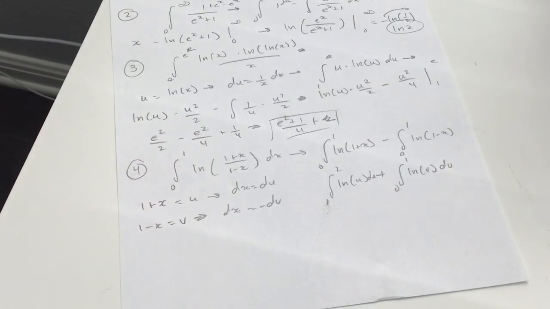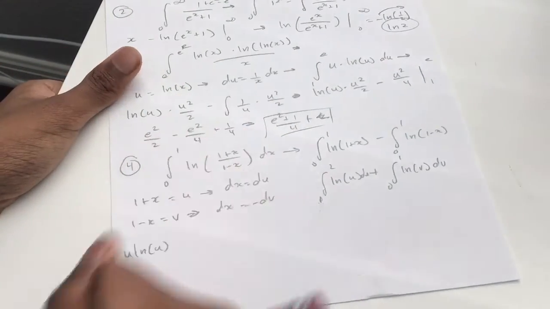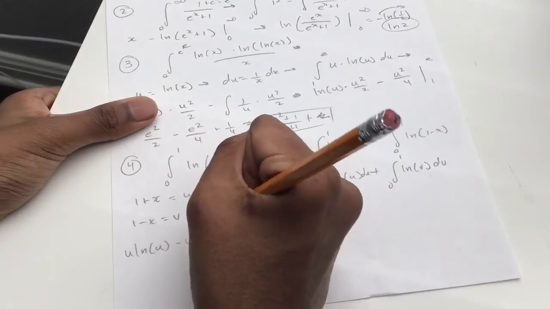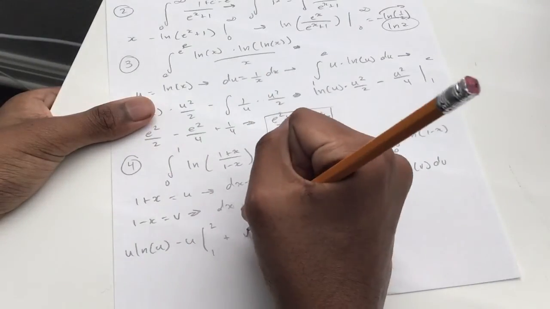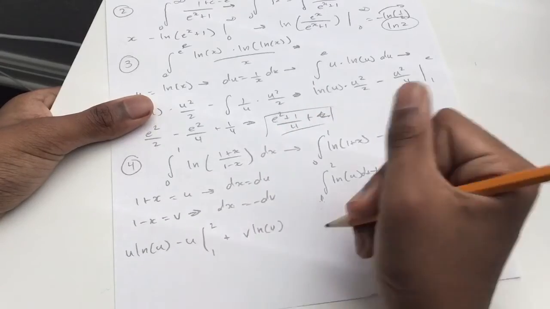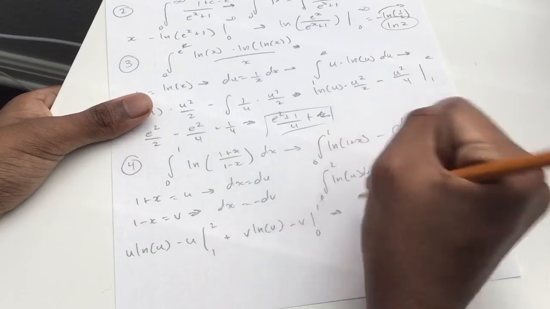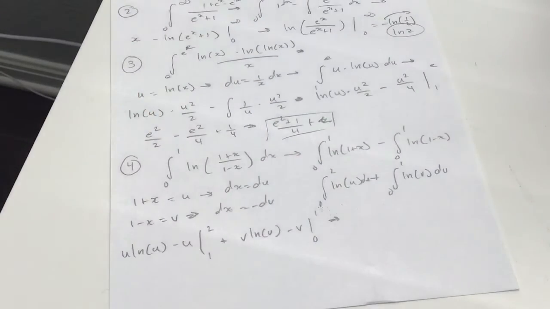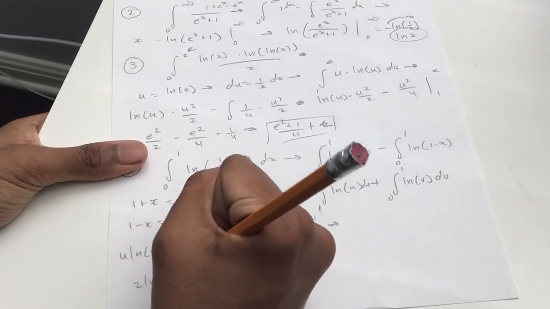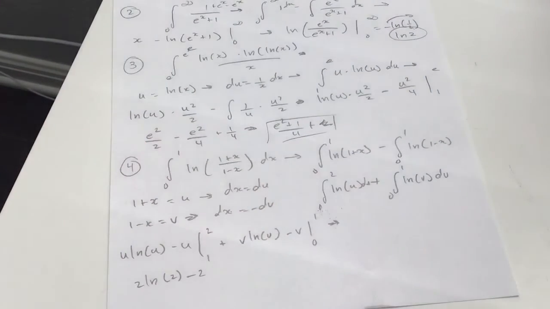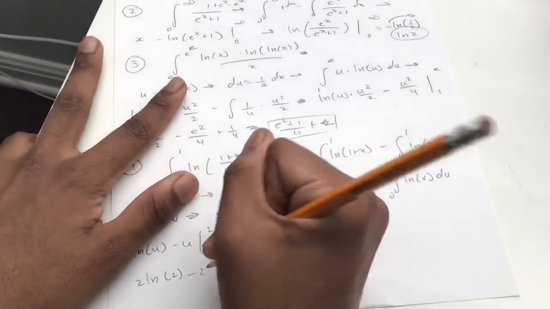So now this becomes pretty easy to evaluate. The integral of ln u is u ln u minus u, under the bounds 1 to 2, plus v ln v minus v under the bounds of 0 to 1. Evaluating this, we get 2 ln 2 minus 2, minus 2 minus, this cancels out, of minus 1, that becomes plus 1.